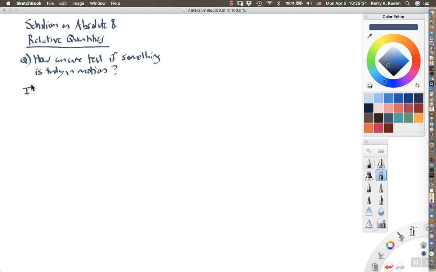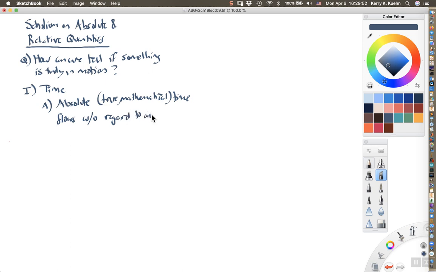So first of all, let's talk about Newton's view of time. Okay, so he distinguishes between what he calls absolute or true and mathematical time, which he says flows without regard to anything external. So there's this thing called time that is going at the same rate. It's flowing for everyone at the same rate.